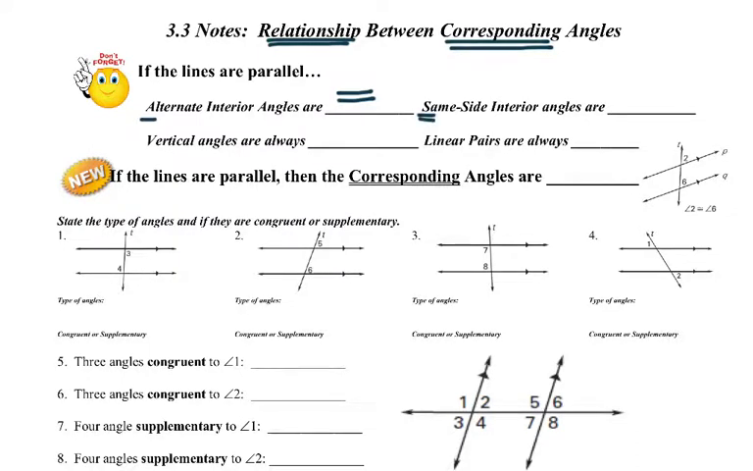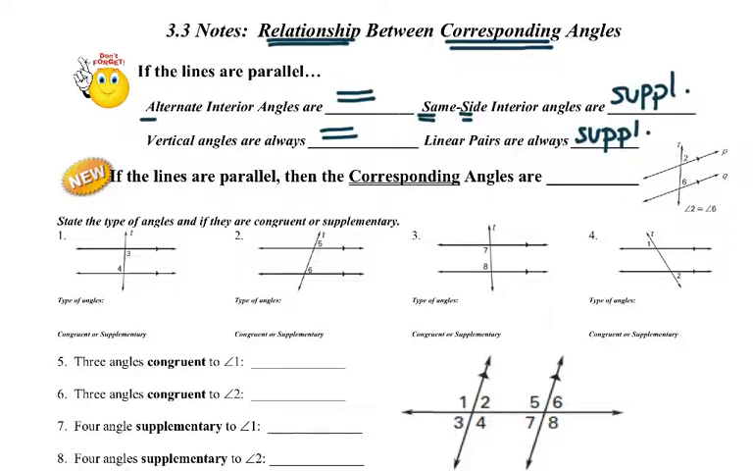That helps us remember. What helps us remember same side interior? Same side interior, you're right, is supplementary. And I'm just going to abbreviate that. Supplementary adds to 180. We already knew that the vertical angles were equal, and we already knew that linear pairs add up to 180, so those are supplementary as well.